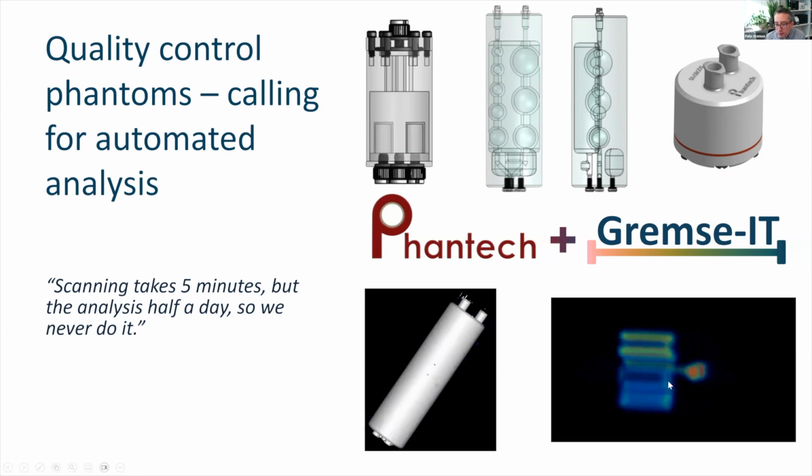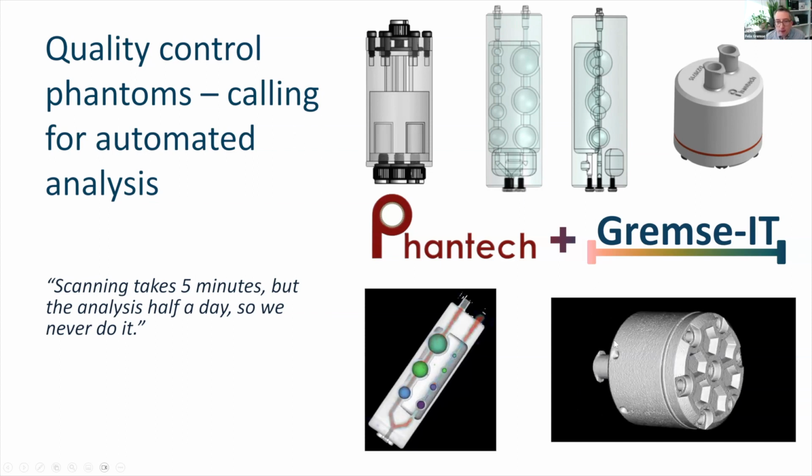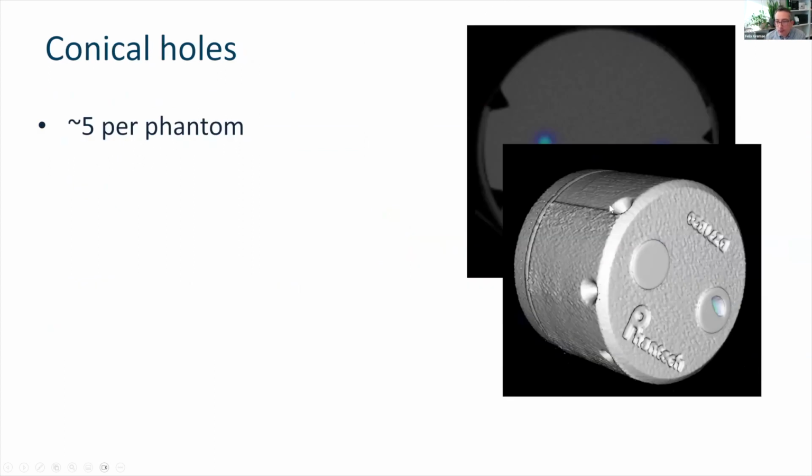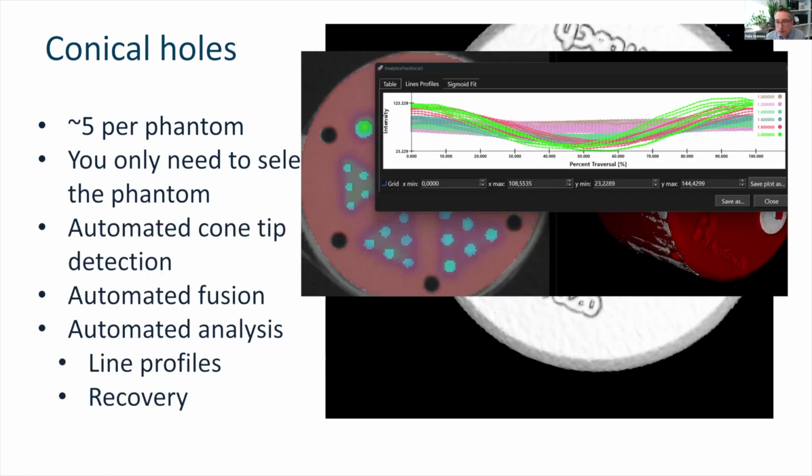Just a moment when it's starting again here. You can see the holes here. And they are detected by our software. This is a Lorenzo phantom, automatically detected, used for image fusion. You just need to select the type of phantom, and then we compute these line profiles here and provide you the recovery coefficients, for example, and an estimate of the achieved resolution.